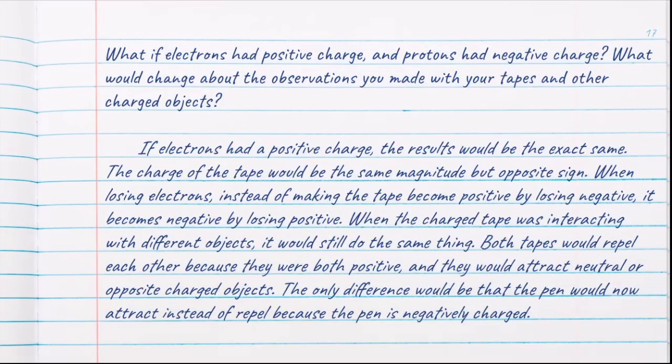If electrons had a positive charge and protons had a negative charge, the observations would be the exact same. The charge on the tape would be the same magnitude but opposite sign, and the only change in the observations would be that in reaction with the pen, which is negatively charged, it would now attract it because with the excess of positive electrons, it would make the tape positive to then attract the negative pen.